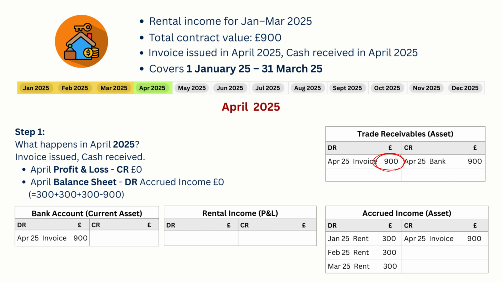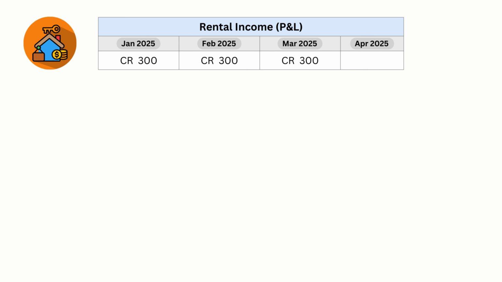When the invoice is raised, the accrued income is no longer needed because the income has now been formally billed. So accrued income is cleared down to zero. When the cash is received, the customer pays what they owe. That means bank increases by £900 and trade receivable is cleared. Let's see the final position after the entire contract has been accounted for and bring the whole accrued income concept together.